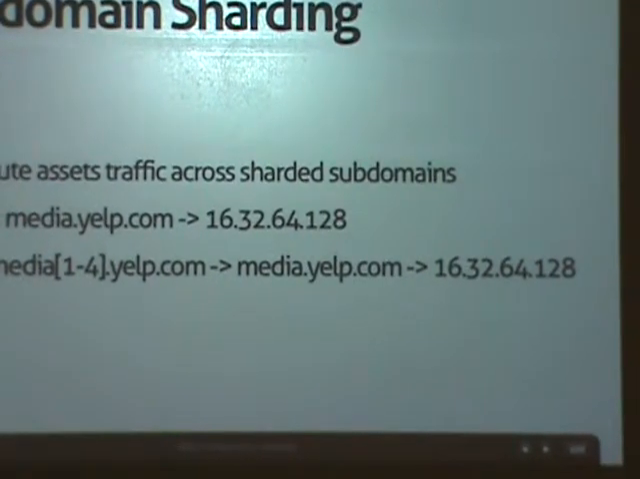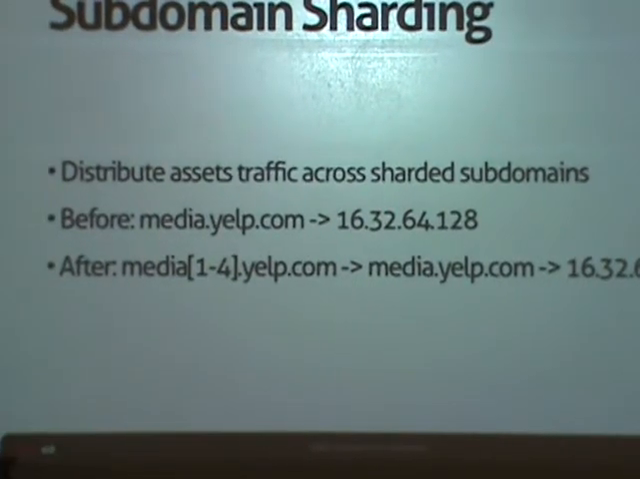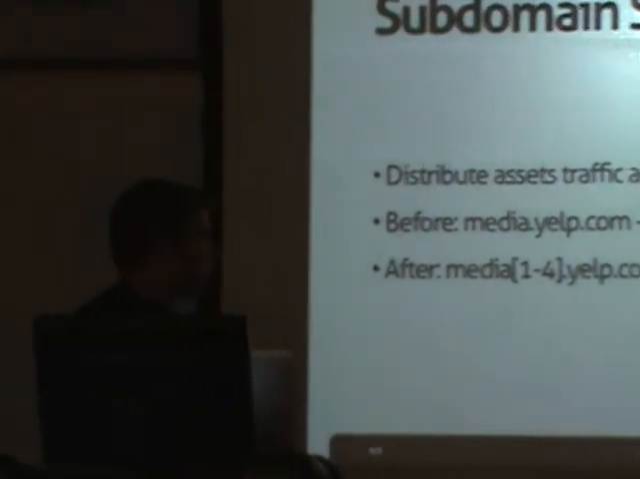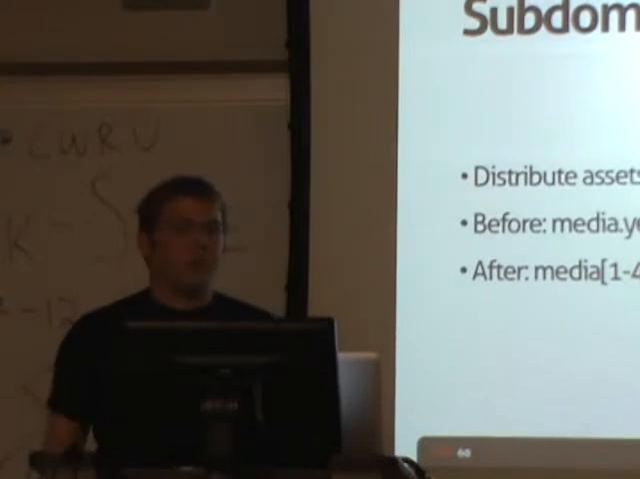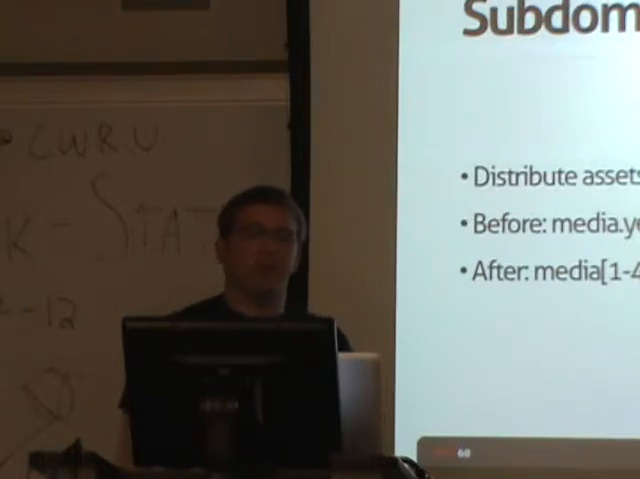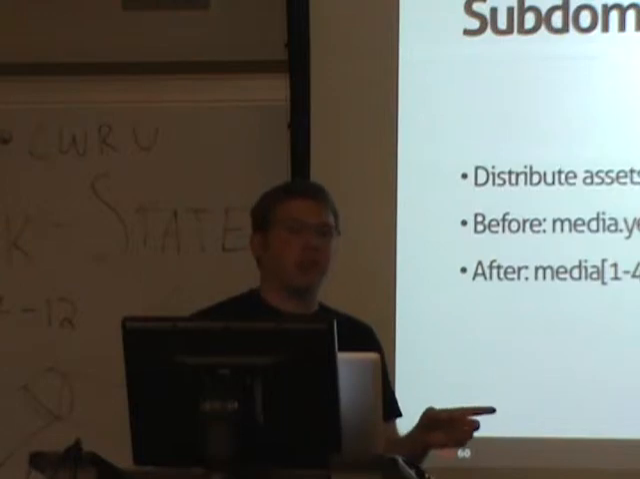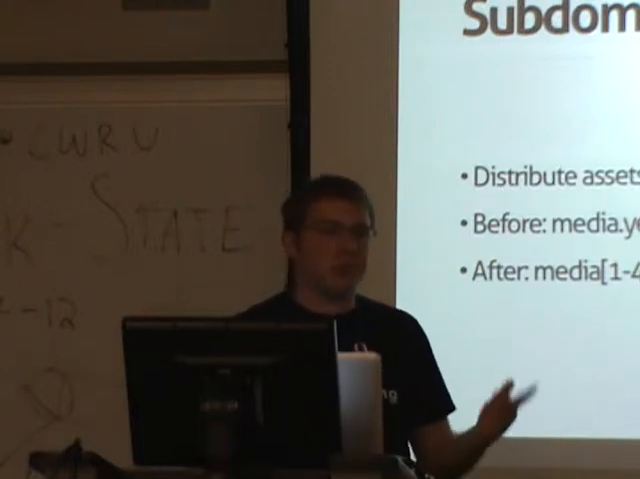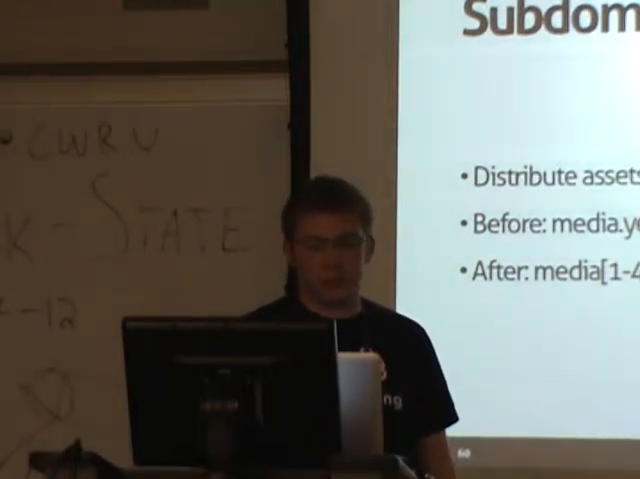So we did this with medias 1 through 4.yelp.com, and then you essentially distribute your references to your assets. So maybe our JavaScript is served off of media 3, and some of our CSS is media 2, and then some of our images are media 1. And the idea here is to trick the browser into thinking you're connecting to 4 distinct locations to take advantage of up to like 32 connections at once.